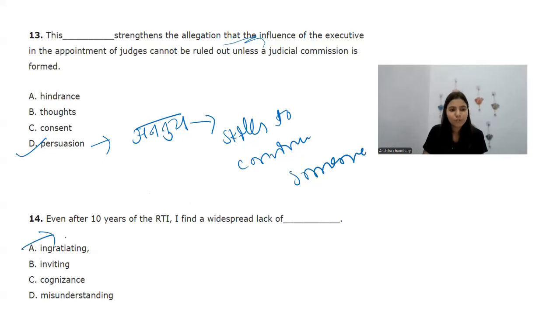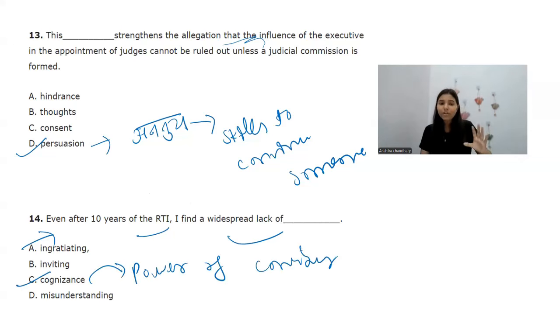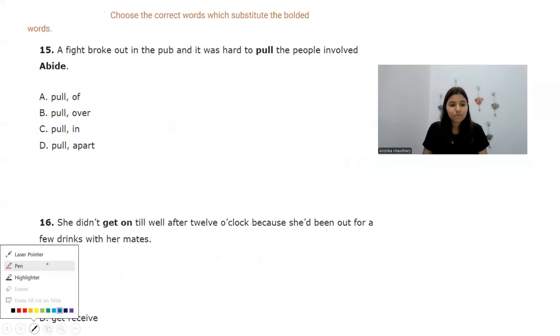Okay. Let's move on to the next question. Even after 10 years of the RTI, I find widespread lack. So although RTI has been implemented for 10 years, there is still a lack of consideration, right? People are not considering it. It's part of our constitution or something, but still people are not accepting it, right? Widespread, it is not there. So power of consideration. There is a lack of consideration of this RTI Act. All right, let's move on to the next question.